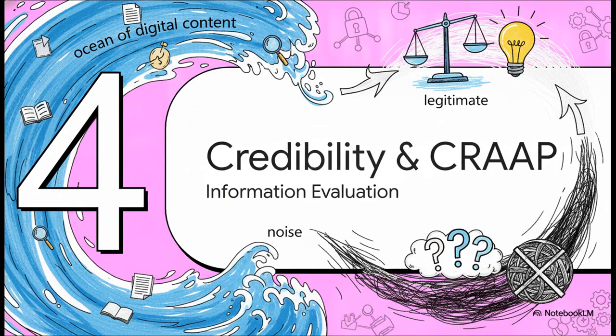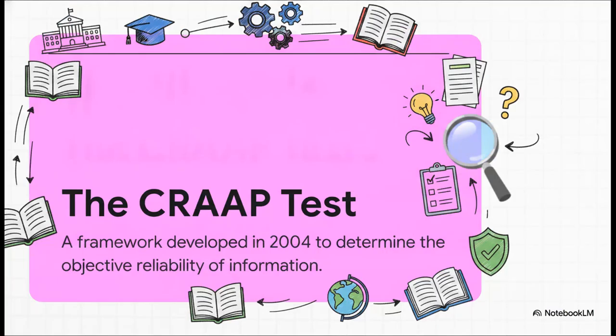Which brings us to Section 4, Information Credibility and CRAAP. With an absolute ocean of digital content out there, how do we filter the gold from the garbage? Enter the CRAAP test.